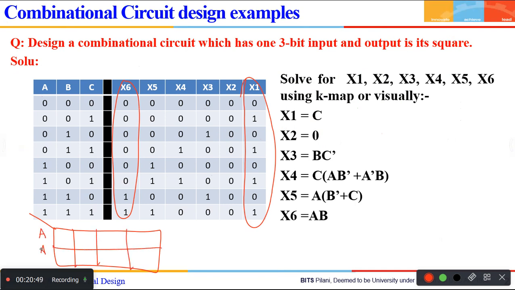I'll put A bar, B bar, C bar, B bar C, BC, BC bar. 0, 1, 2, 3, 4, 5, 6, 7. Tell me, where and all I should put 1? 0, 0, 1. Here I should put 1. Then 0, 1, 1. Here I should put 1. Right? Then, sorry, this is A bar, this is A. Okay? Then, where and all I have 1? 1, 0, 1. Here. Right. 5 and 7.